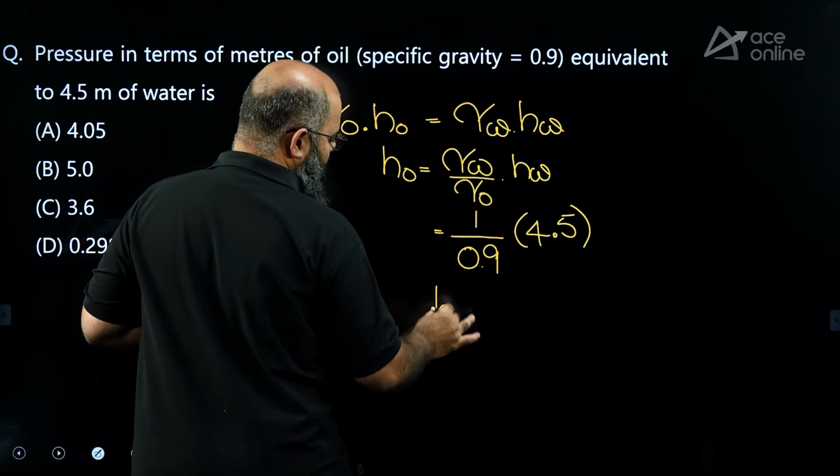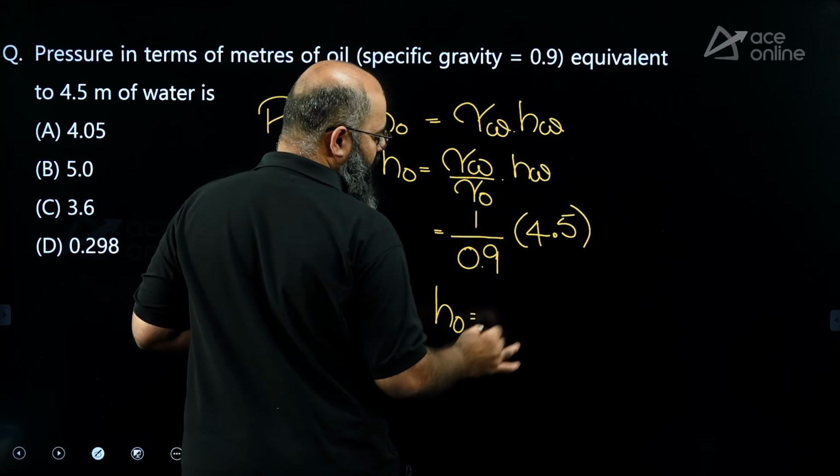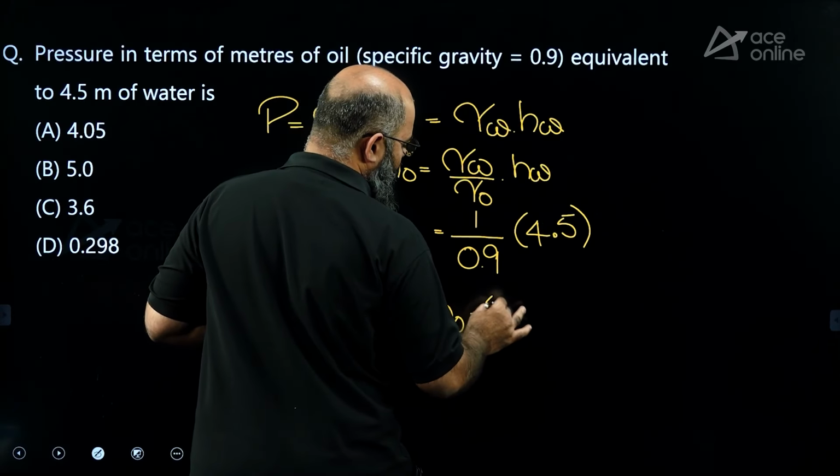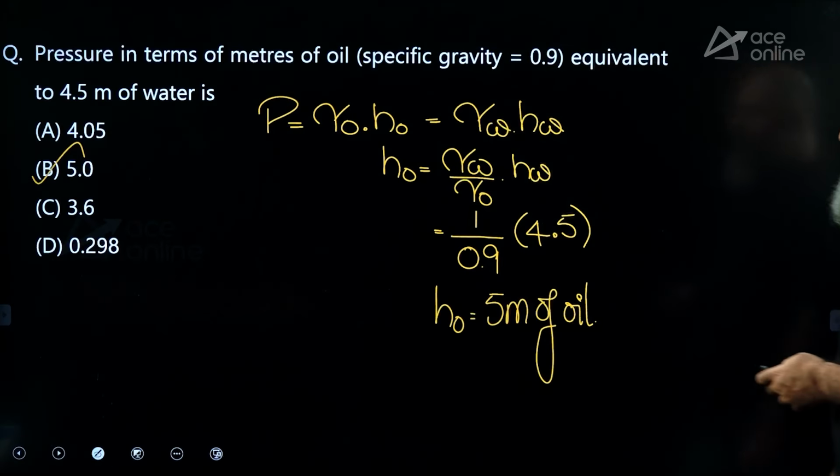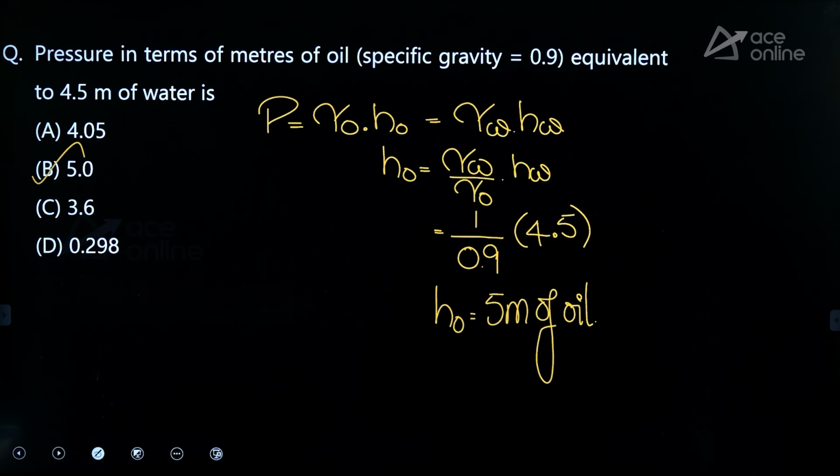So from here, the head of oil is equal to how much? It is equal to 5 meter. The head of oil over here is 5 meter of oil. The correct answer over here has to be option B.